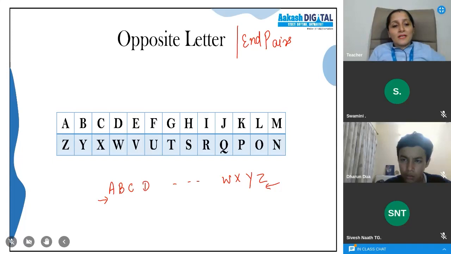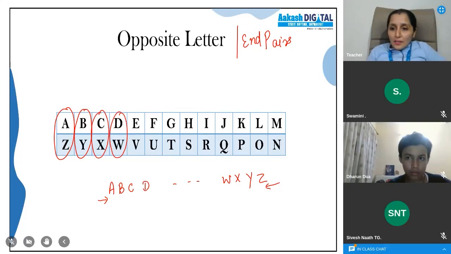How to write end pairs? A to M, and below M you will start from M. A, B, C, D, E, F, G, H, I, J, K, L, M. Below M, N, O, P, Q, R, S, T till Z. So you will get what? End pairs. A, Z, end pair, B, Y, end pair, C, X, end pair, D, W, end pair, and so on. They all are end pairs.